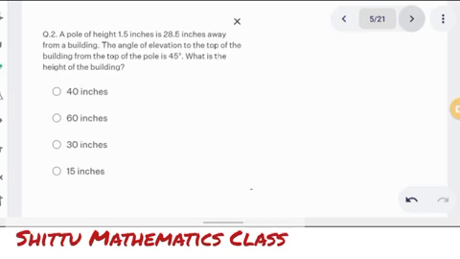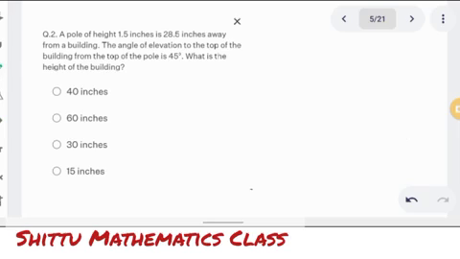Now let's look at this second example. A pole of height 1.5 inches is 28.5 inches away from a building. The angle of elevation to the top of the building from the top of the pole is 45 degrees. So what is the height of the building? Mostly they ask about height, and mostly the trig ratio we use is always, most of the time, tan, that is TOA. So we are going to solve this to look at which of the options is the best and the correct one.